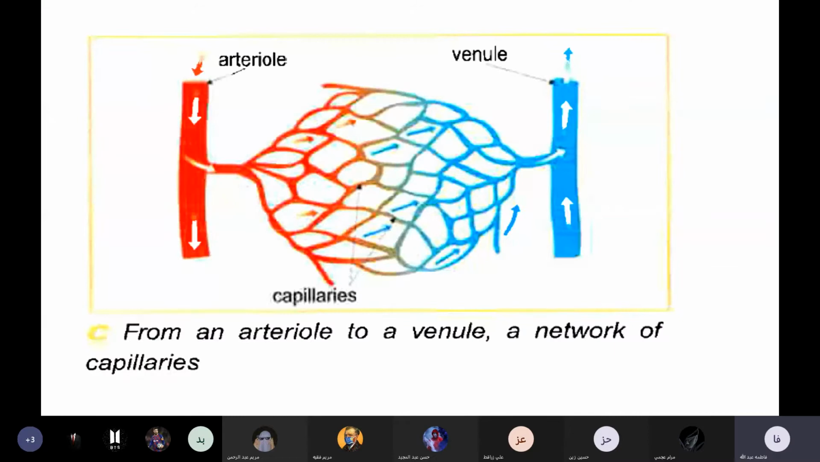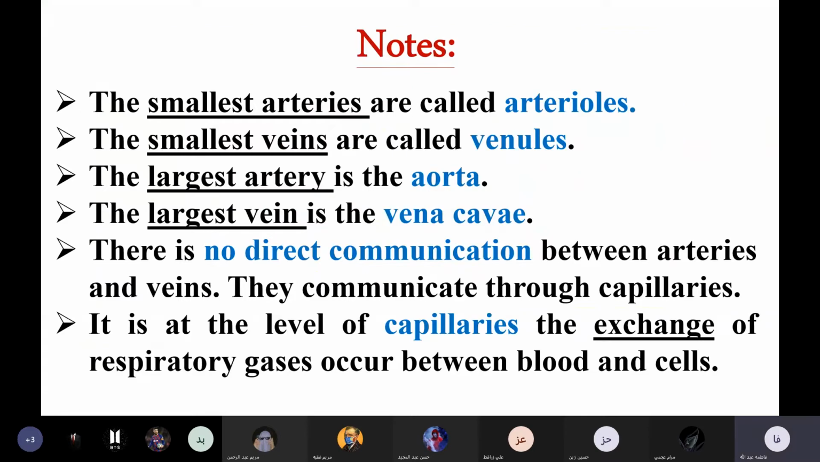Also, we said that arteries and veins don't connect directly. There are blood vessels in between them. The smallest arteries are called arterioles. The biggest artery is the aorta. The smallest veins are the venules. The biggest vein is the vena cava. There is no direct communication between arteries and veins. They connect with each other through capillaries.